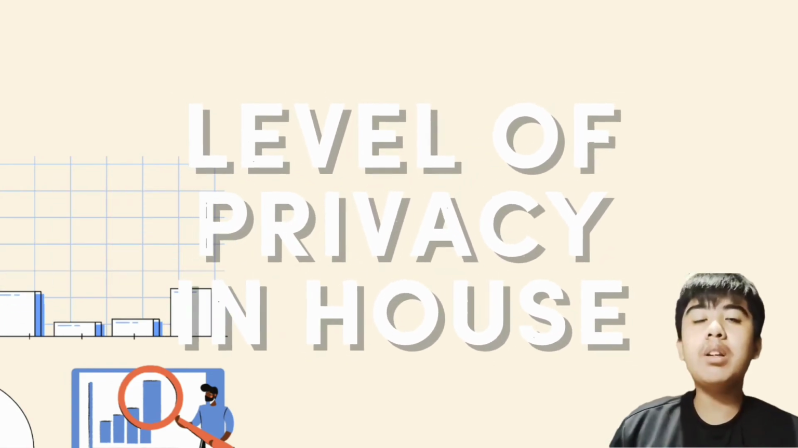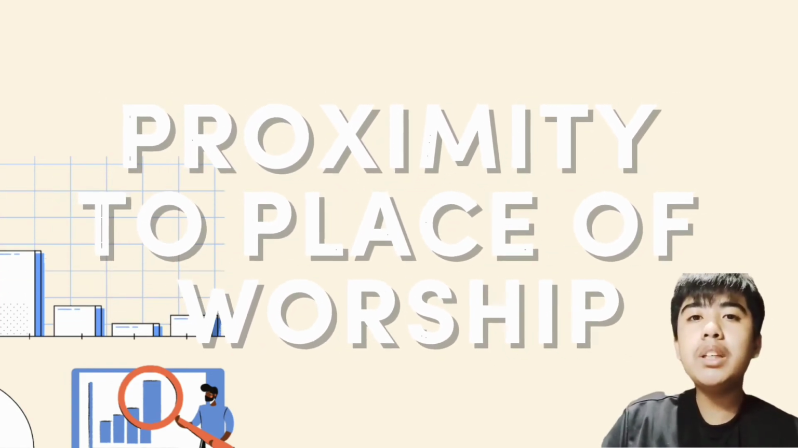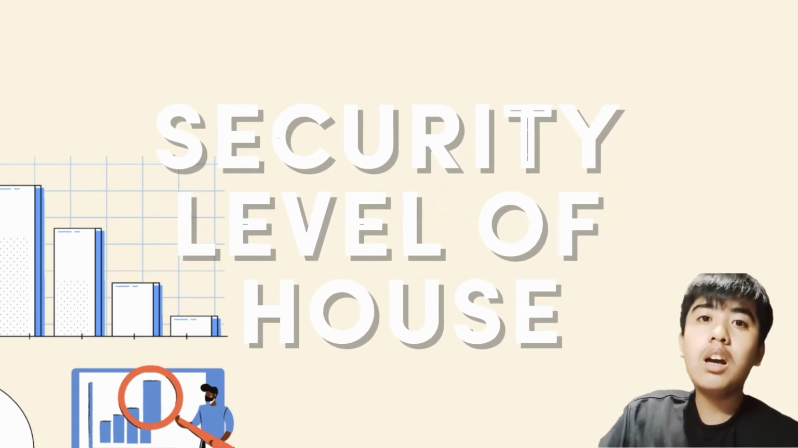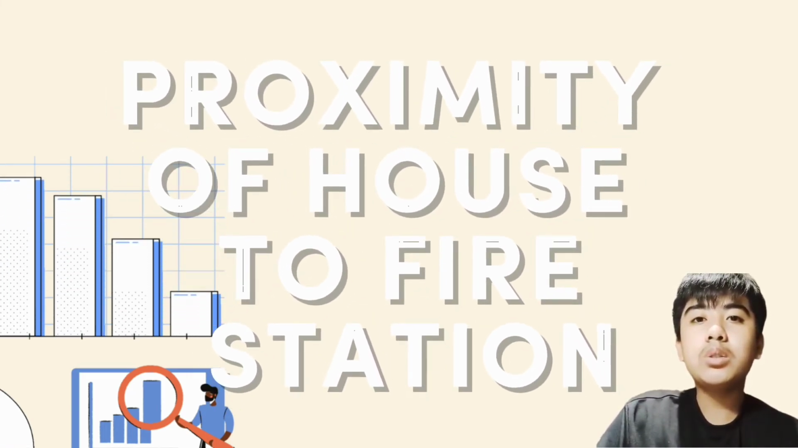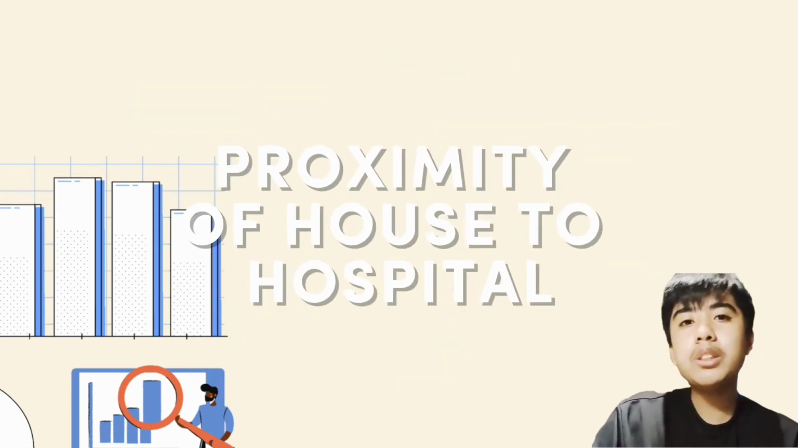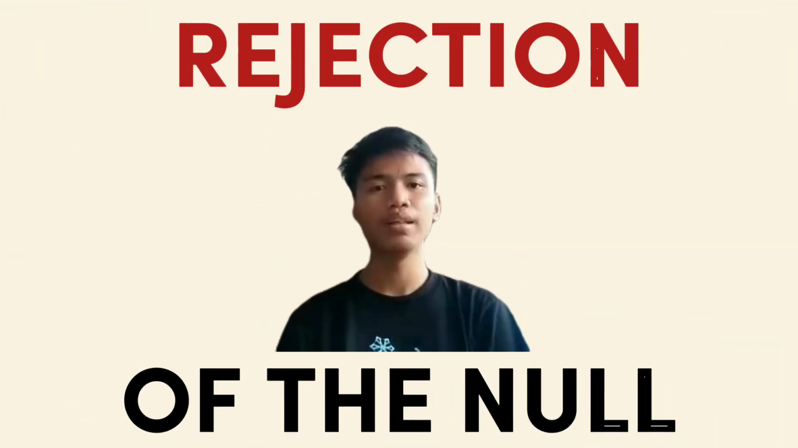This delineates that a unit change or improvement in the level of privacy in house, proximity to place of worship, building setbacks, security level of house, proximity of house to fire station, proximity of house to police station, and proximity of house to hospital will unequivocally bridge overall resident satisfaction with the residences. The empirical corroboration of the results declares the rejection of the null.